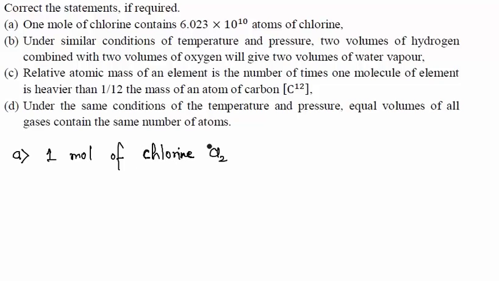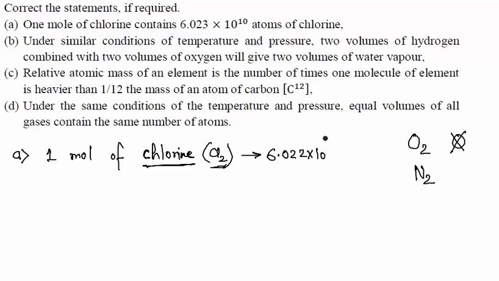Because even in day-to-day life, if I'm saying that oxygen and nitrogen are there in this room, that means the molecules of oxygen are there in the atmosphere, not single O atoms, or the molecules of nitrogen are there. So if you're saying chlorine, it is Cl2. And 1 mole of chlorine, that is Cl2, means what?